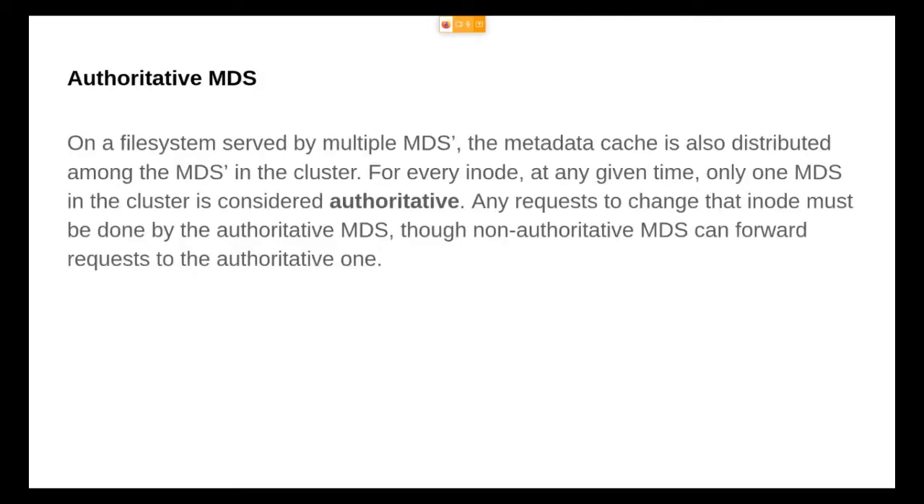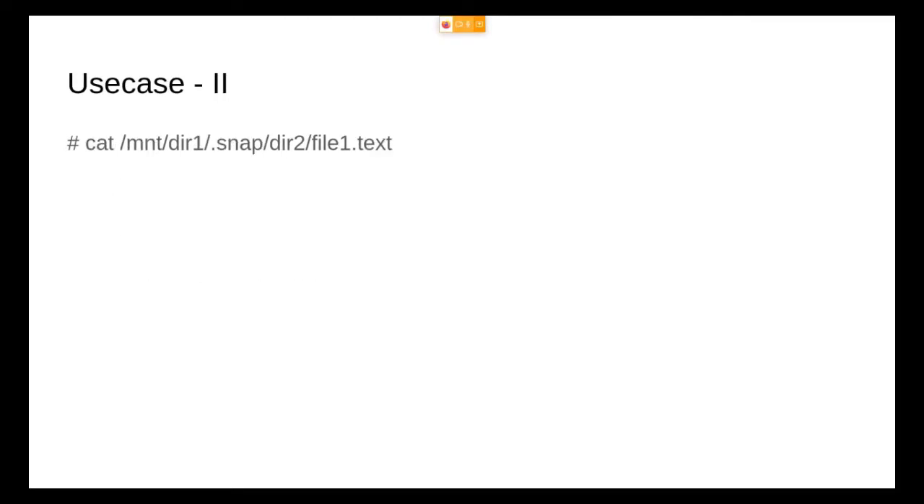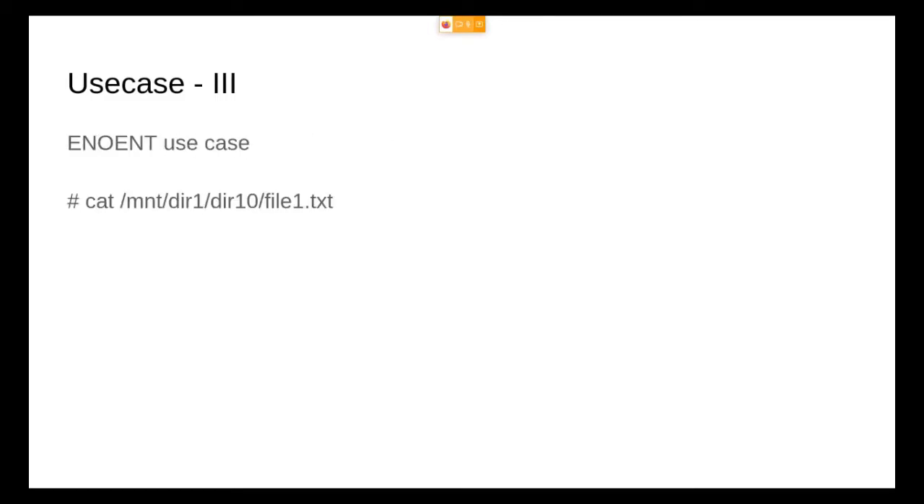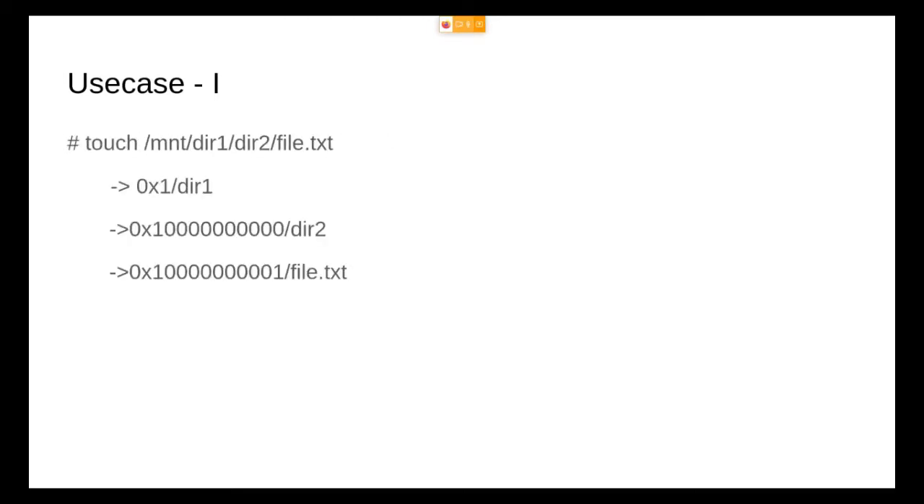Now let's get into the code. First we'll go through the path traversal code, and after that we'll discuss three use cases. One being what happens when we touch a file in a particular path, the second being what happens if the path involves the snap directory, and the third a simple use case where some entity doesn't exist in the path.